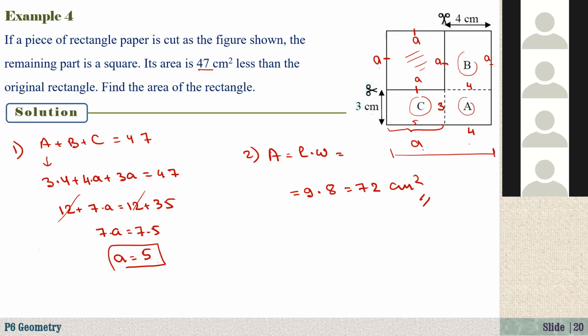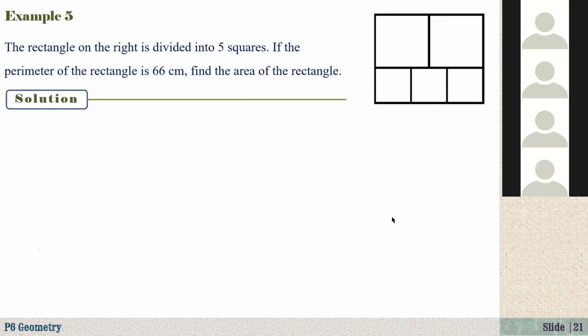Turan, did you understand? Okay, guys, 2 more examples left. Let's move to the next question.